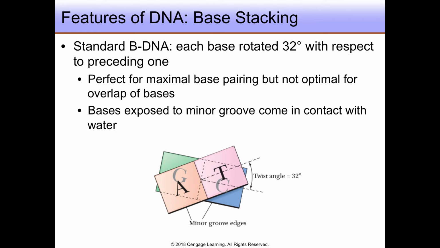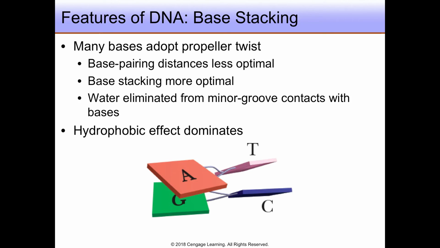The twist angle is shown in the figure below, as well as the fact that the bases within the minor groove are in close contact with water, which is at variance with the hydrophobic effect. For these reasons, many bases within DNA adopt what might be described as a propeller twist, shown below. This results in base pairing that is less than optimal, but improves the base stacking interactions. This also serves to eliminate water from contact with the bases in the minor groove. Thus we see the hydrophobic effect dominates the formation of the standard B-DNA double helix.